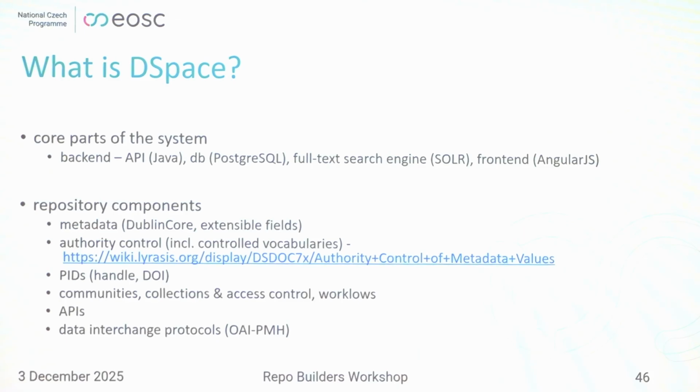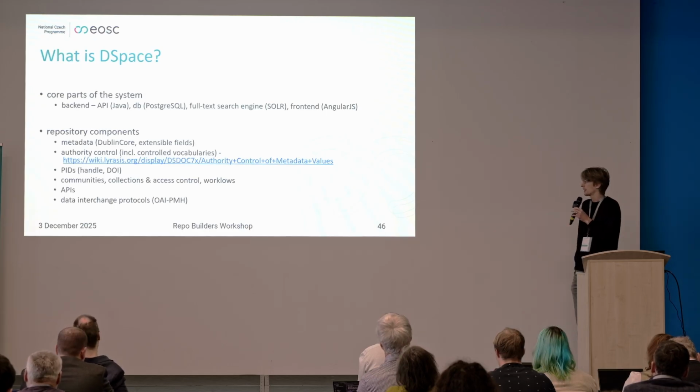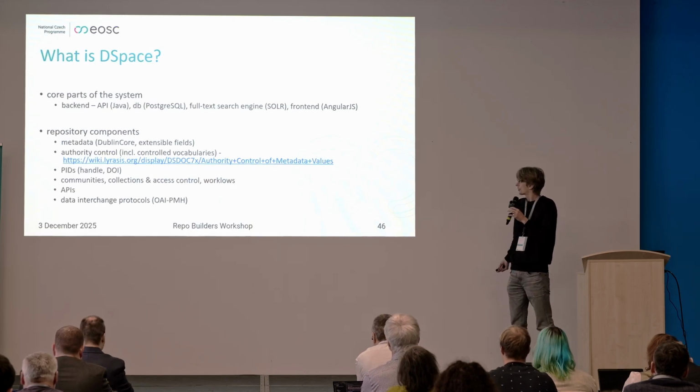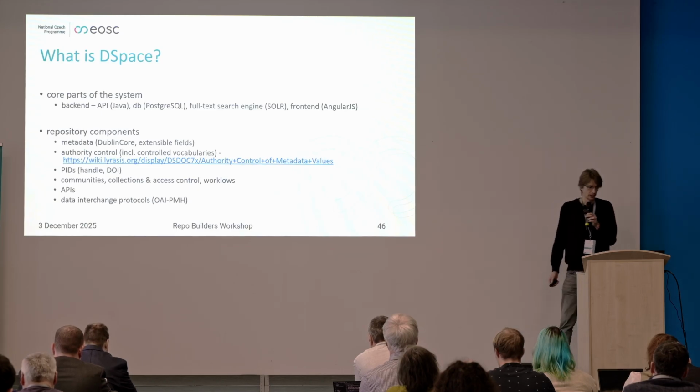I can dive just slightly under the water, not so deeply as Illyria did with Invenio. So I will just keep it simple: the backend of DSpace, the thing that does all the tricky stuff, is Java, and it's connected with the outer world via some APIs. There is a database, which is Postgres. There is a full search engine, which is Solr, which I mentioned, and the front end in newer versions of DSpace is Angular.